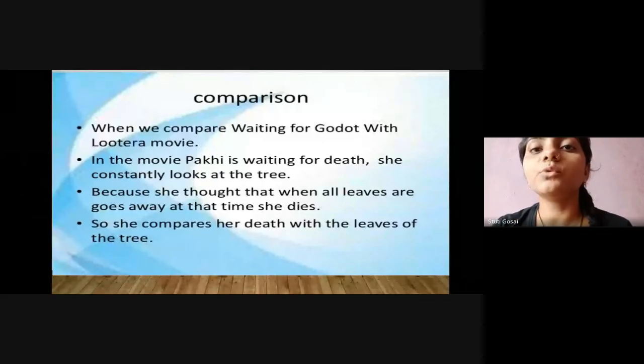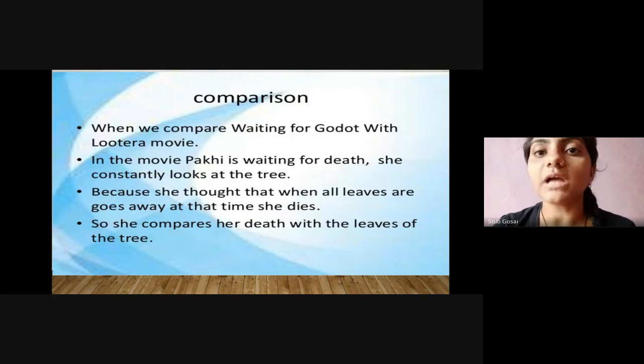Comparison between the movie and play. When we compare Waiting for Godot with the Lutera movie, in the movie, Pakhi is waiting for death. She constantly looks at the tree, because she thinks that when all the leaves go away, she will die. So she compares her death with the leaves of the tree. Next.